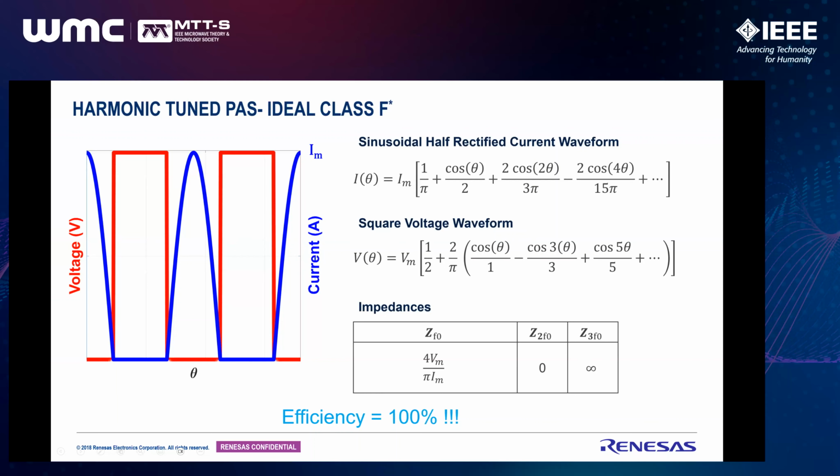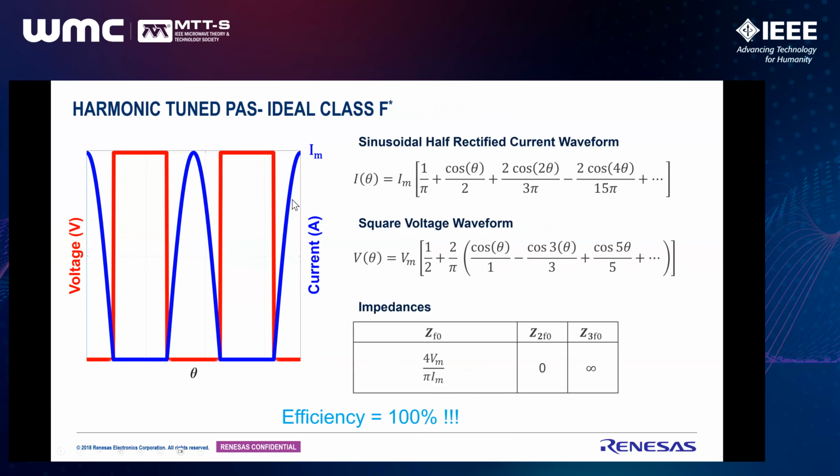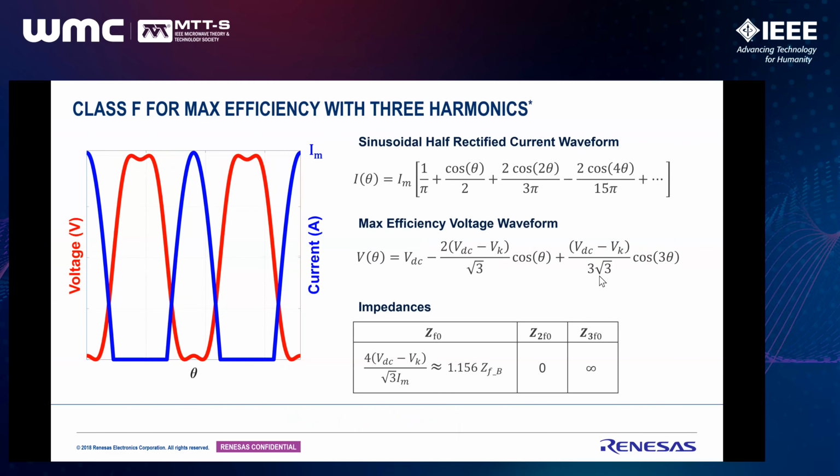But then what happens? Why don't we get 100% efficiency in practice for a class F? The problem is that to realize these ideal waveforms, of course, you need to have an infinite amount of harmonic terminations, which is not going to be possible in reality. So what happens in reality? Possibly we can consider up to third harmonic termination.